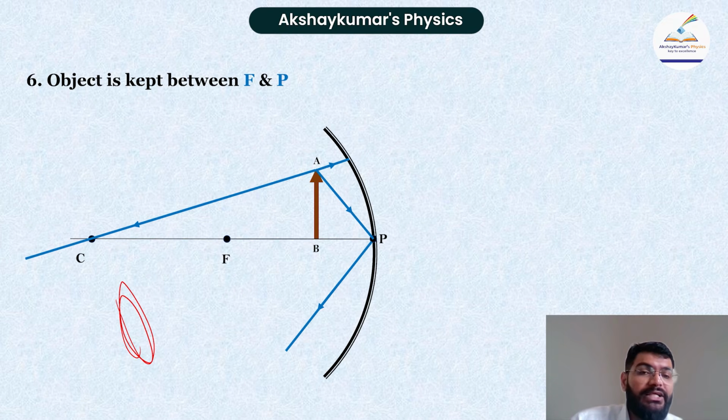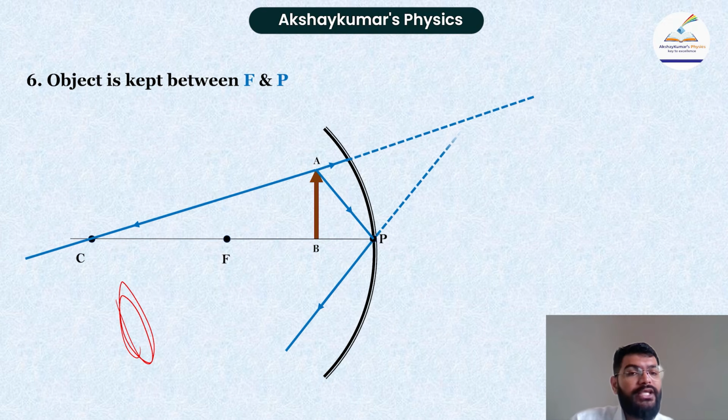So what do we need to do? We need to extend the rays behind the mirror. So मैंने rays को extend किया, दोनों rays को extend किया, तो अपन ने observe किया कि वो यहाँ पे meet हो रहे हैं. So image वहां पे form होगी.